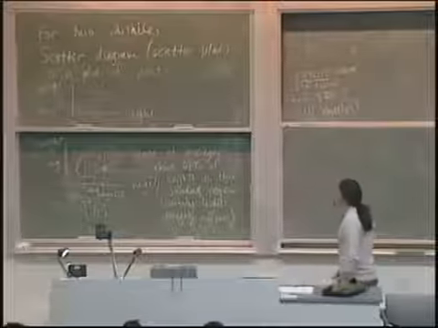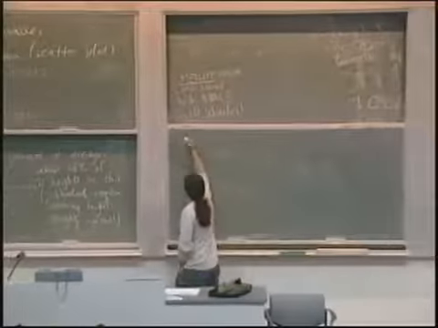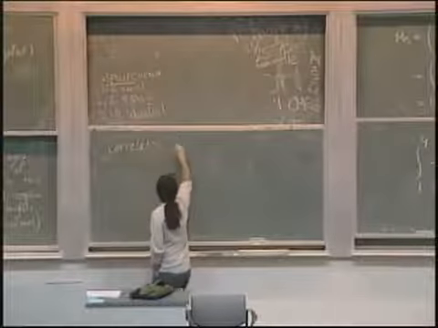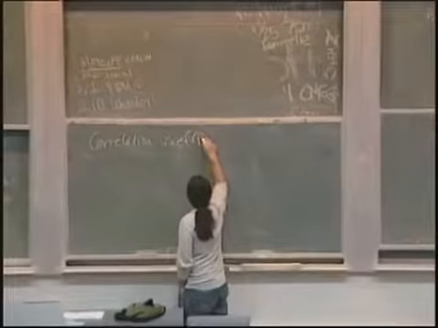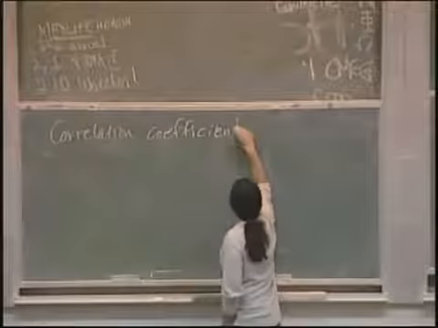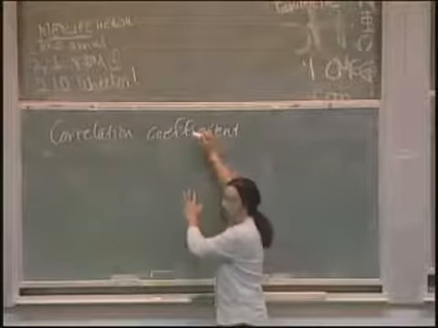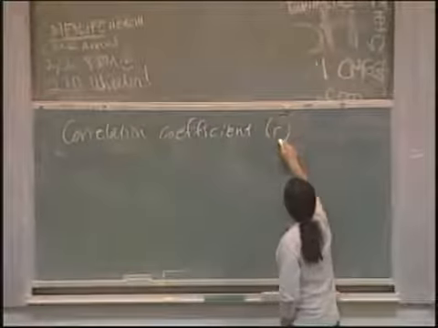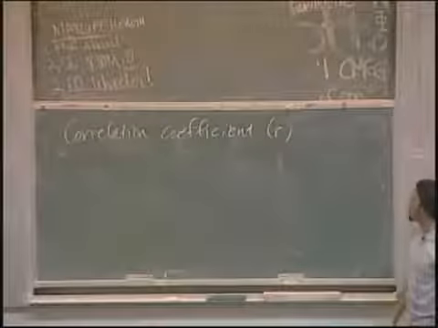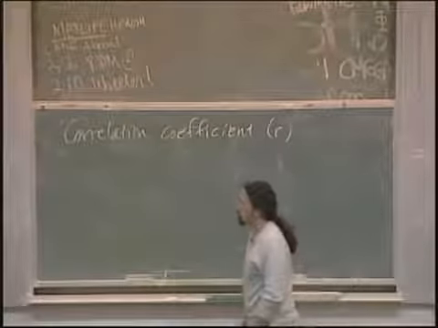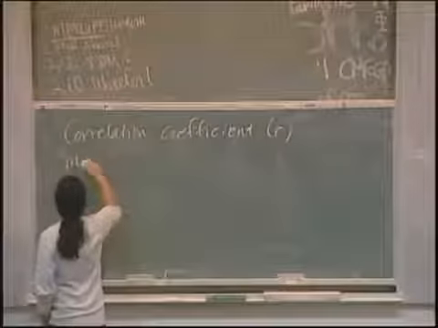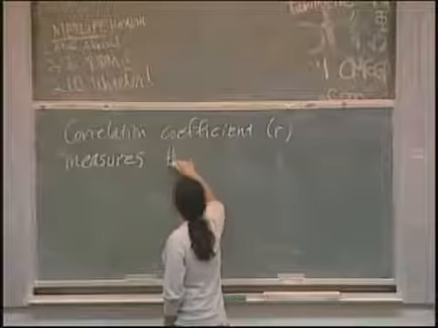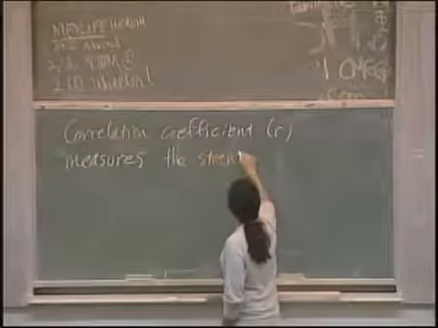Okay, so I want to talk about a new summary statistic, which is the correlation coefficient. Often the word coefficient is just left off. We just talk about the correlation between two variables, often abbreviated with the lowercase r. And the correlation coefficient measures, I'll give you a technical textbook definition first, the strength of the linear relationship between two variables.